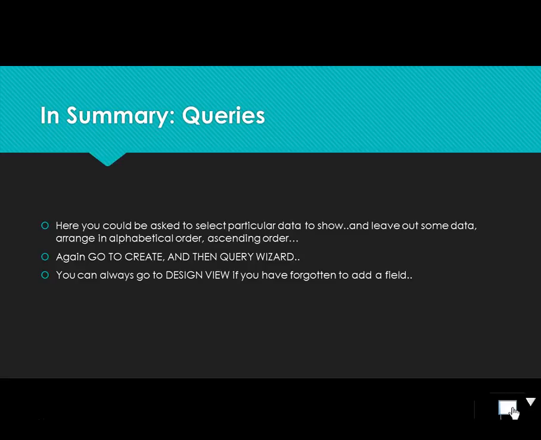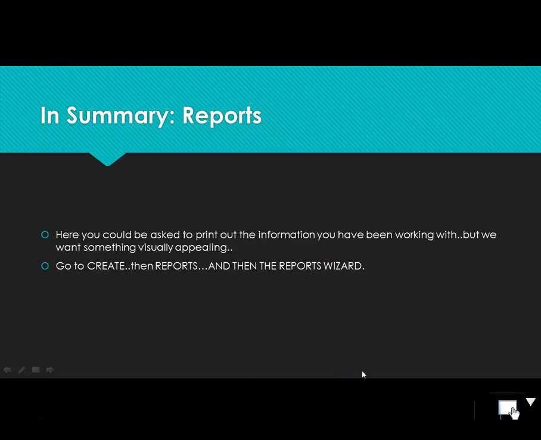Right click on the actual table that you're interested in. You'll get to design view, and then you can add or remove, unclick whatever you don't need. But make sure you watch the query video again to make sure you're comfortable with that. Yes, and I finish off here saying that you can always go to design view if you have forgotten to add a field. And finally, I talked about printing the information you've been working with.